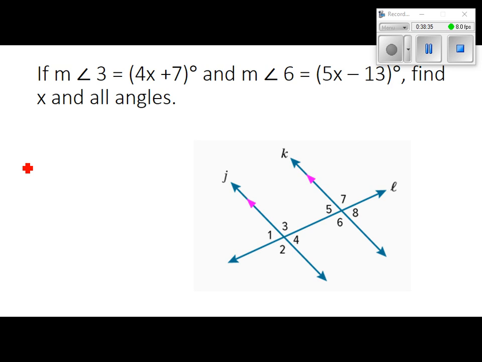We're going to do this real quick. We're going to find x and then find all the angles. They tell us angle 3 is 4x plus 7, angle 6 is 5x minus 13. What do you know about angle 3 and angle 6? What kind of angles are they? Alternate interior, they form a Z there. So what can I do with this expression and that expression? They're congruent. So in algebra terms, congruent means what? Equal. Very good. So 4x plus 7 equals 5x minus 13, and then you can solve it. Write that on your paper real quick and solve it.